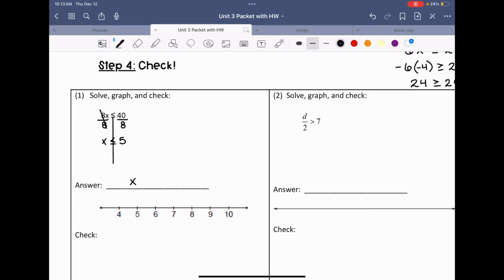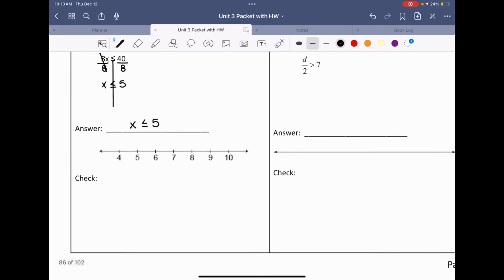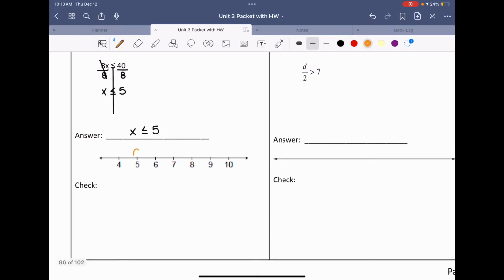So that's my answer. That tells me all my possible solutions could be 5 or anything smaller. So now I'm going to graph that on my line. So I need a circle at 5. My circle should be shaded in because 5 is included in my possible solutions and any value smaller.